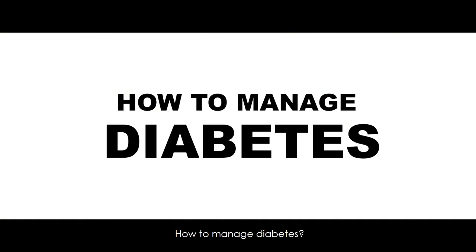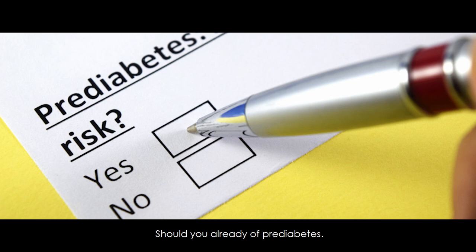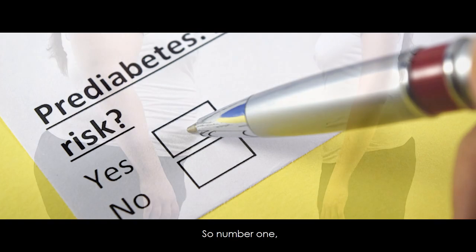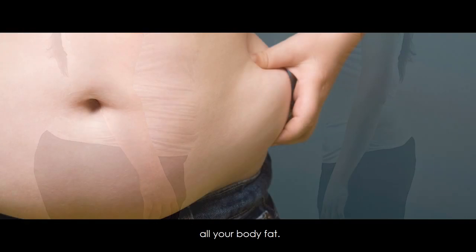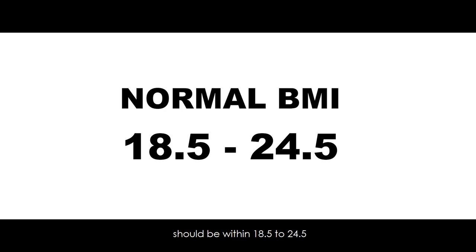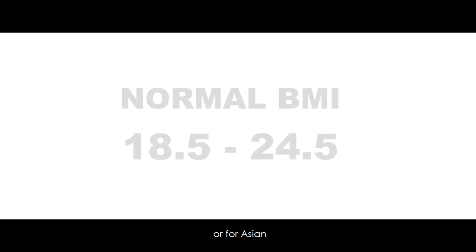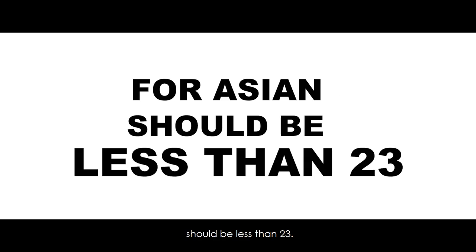How to manage diabetes? Should you already have diabetes or pre-diabetes, how should we go about it? So number one, reduce your body weight or your body fat. The normal BMI should be within 18.5 to 24.5, or for Asians, should be less than 23.